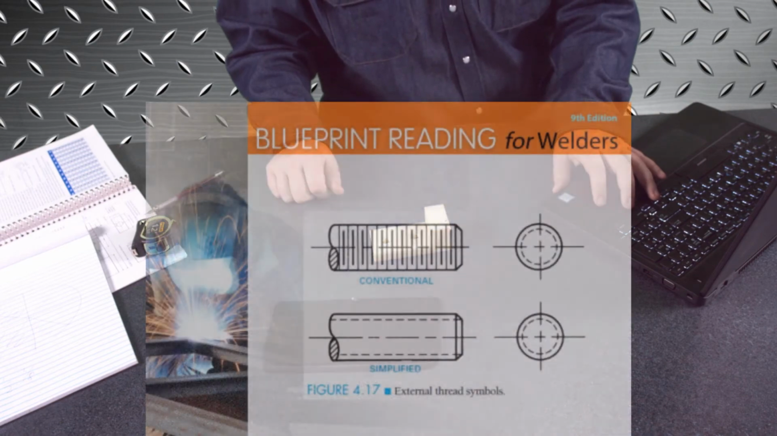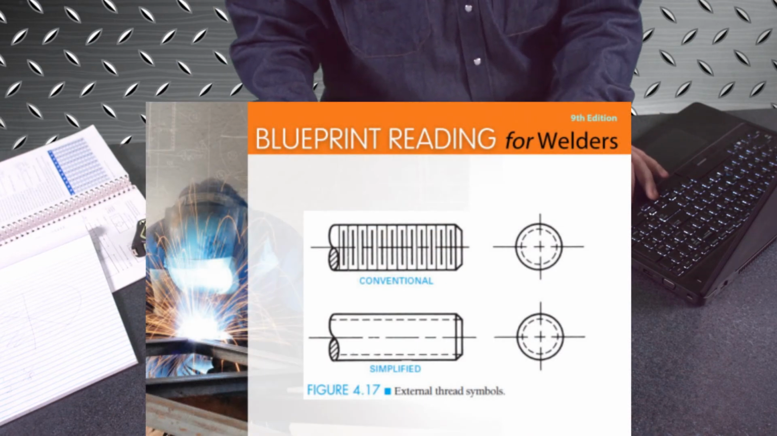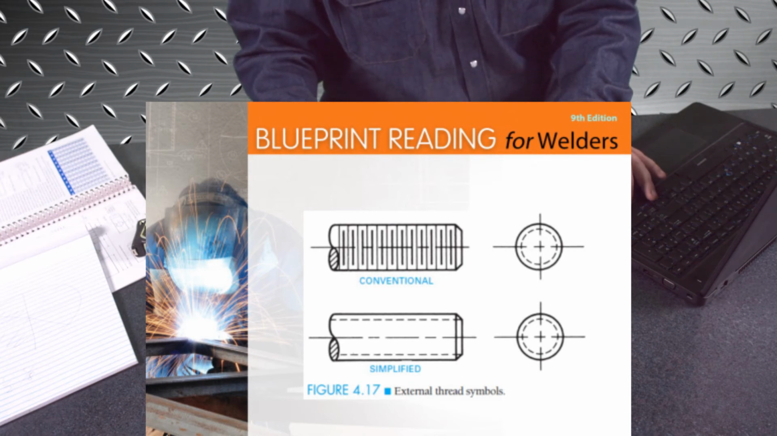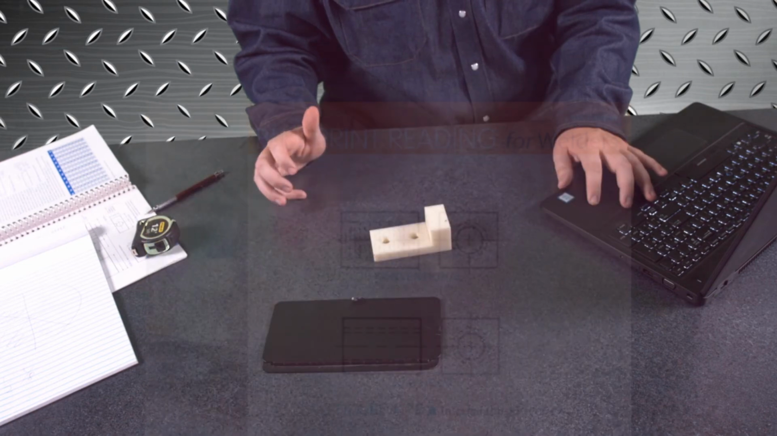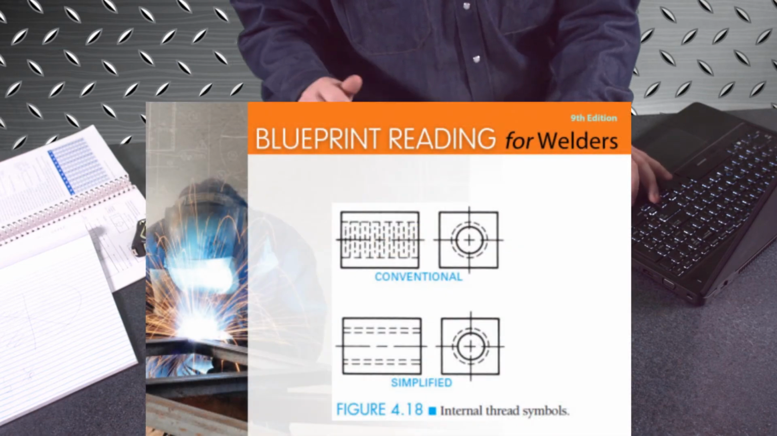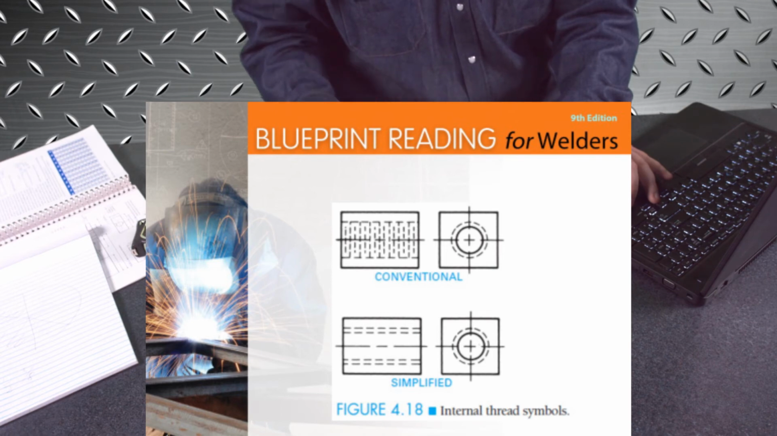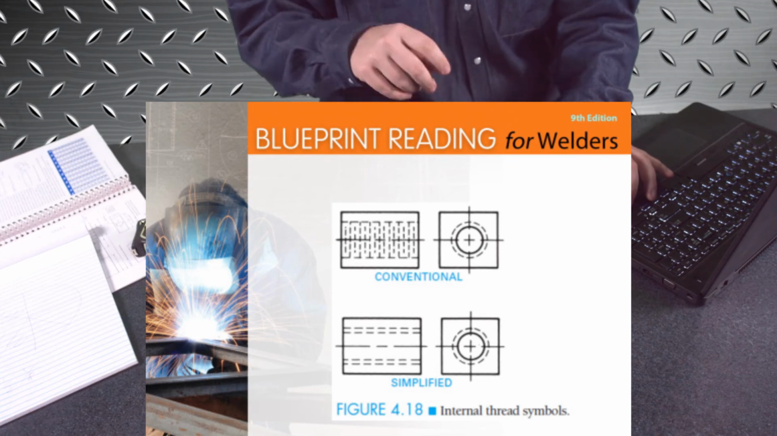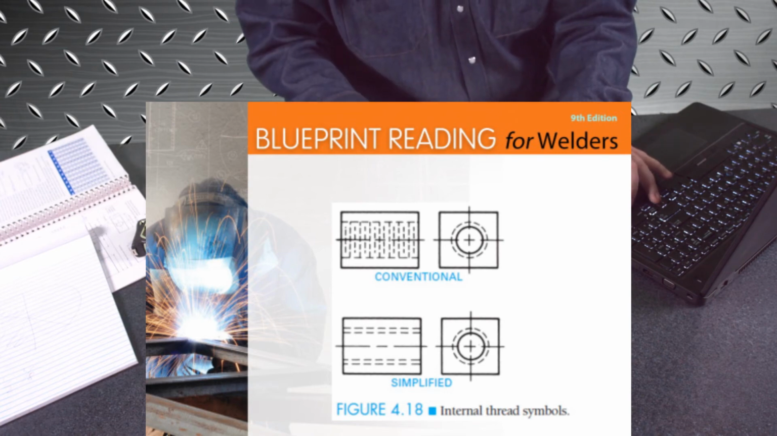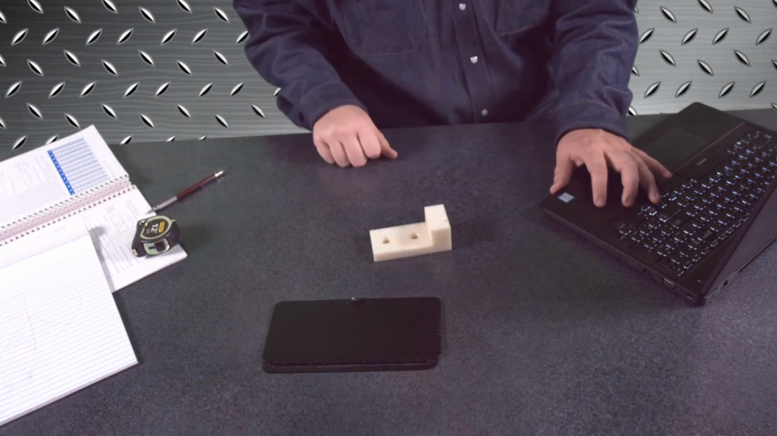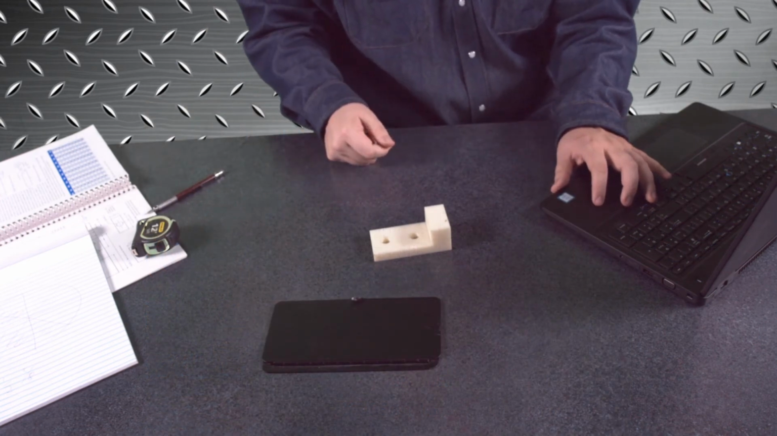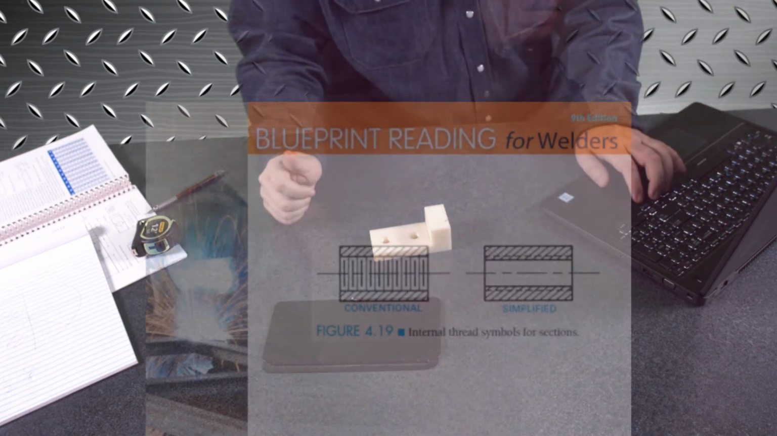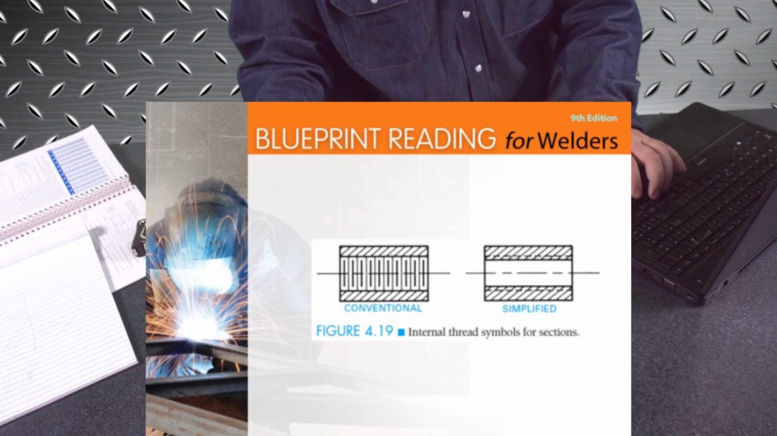Here you can see we've got an external thread symbol, the conventional versus the simplified. We've gone to more of the simplified use because it is easier to draw out and it makes the print less cluttered. And then we have an internal thread symbol. Whenever I say external thread, think of a bolt. And if I say internal thread, think of the hole that a bolt goes into, all right? That's all it is, internal thread versus external thread. Internal threads will be drilled holes with threads inside of them. External threads will be the bolts that go into them. On here you can see an internal thread symbol for a sectioned view.